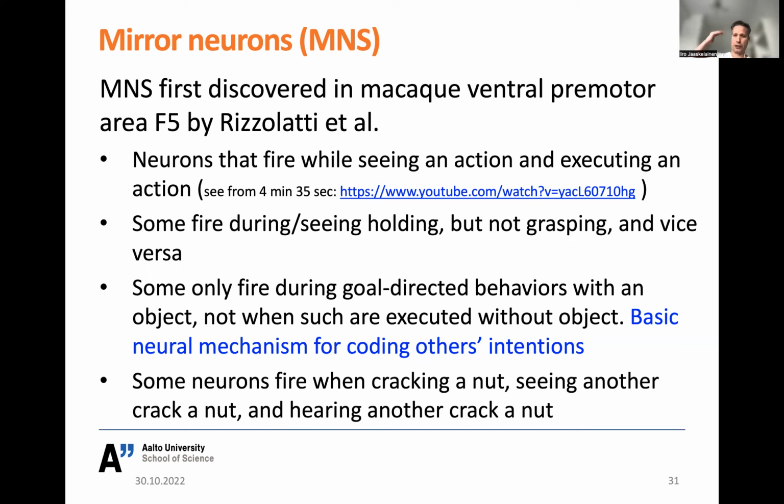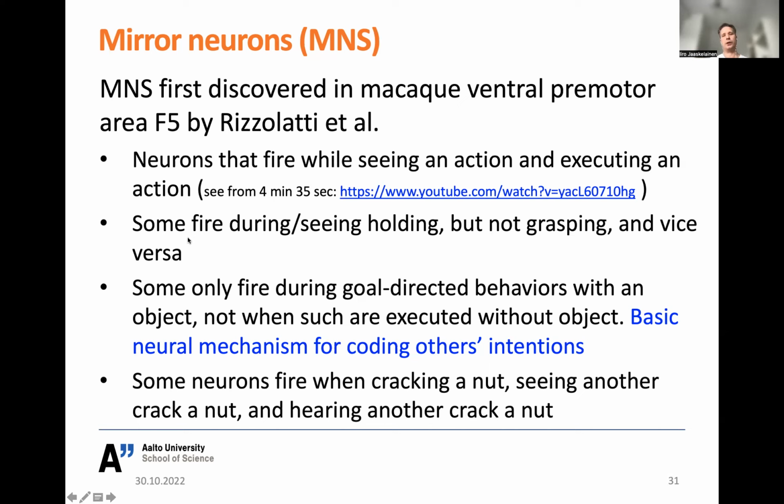You will hear this rattling sound, and this is the action potentials fired by a neuron, and you can really see that this monkey, when he reaches, this neuron fires. Also, when he sees another person reach, this neuron fires. It's very clear. You don't need any statistics.